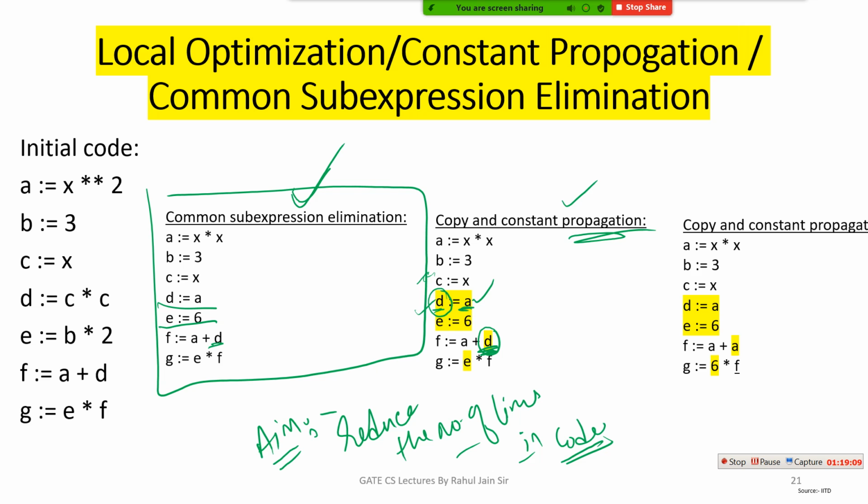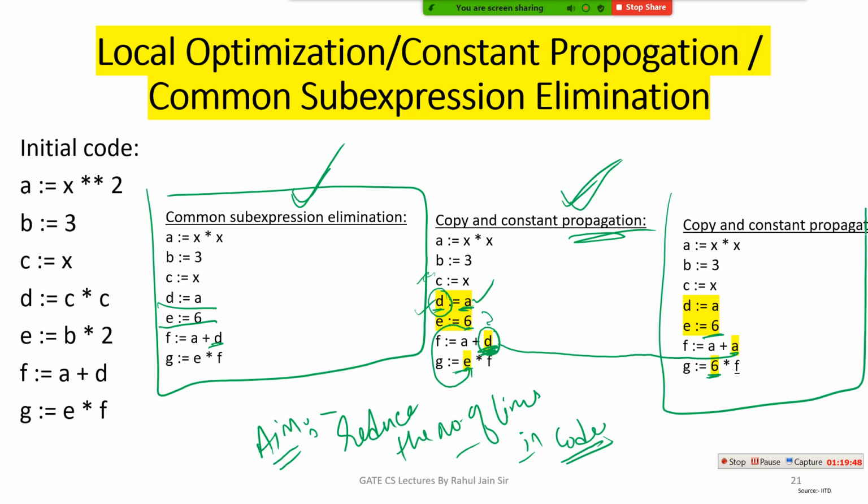So d is here on the left hand side and d is here on the right hand side, so I can replace this d with a. So I replaced this d with a here. This is called variable propagation or copy propagation. And here the value of e is 6, so I can replace this e with a 6 here. It is called constant propagation. Whenever we put the value of a constant in place of a variable, it is called simple constant propagation. So I just put 6 in place of e.